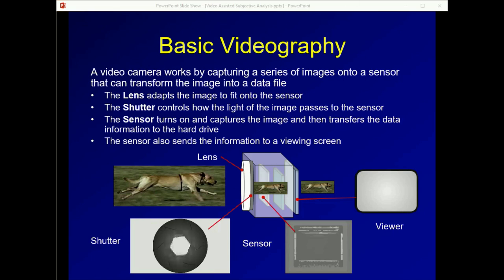To get the best images in video, it helps to understand how the device captures the images. The camera captures images onto a sensor that transforms the image into a data file. The lens adapts the image to fit onto the sensor. The shutter controls how the image light passes onto the sensor. The sensor turns on and captures the image and transfers it to the hard drive. The sensor also will send an image to the device viewer.